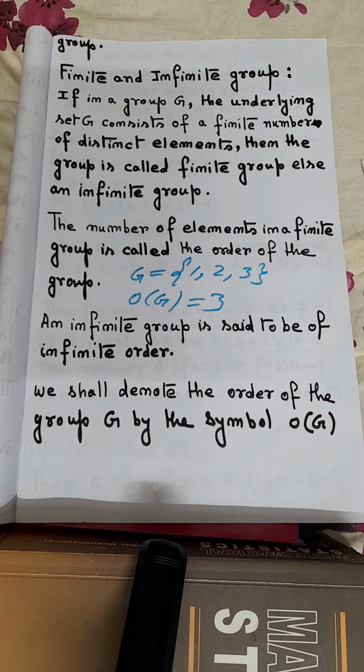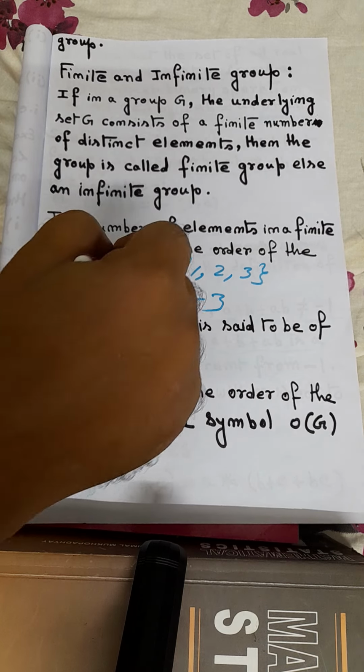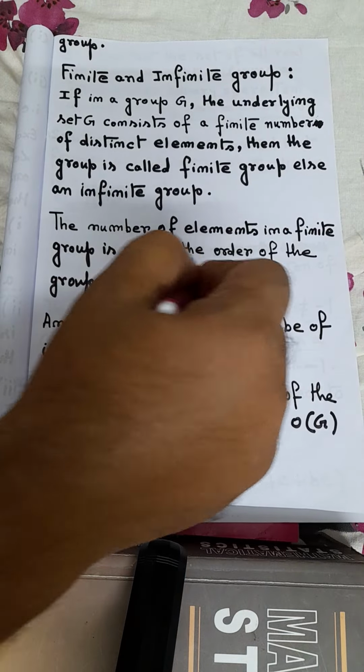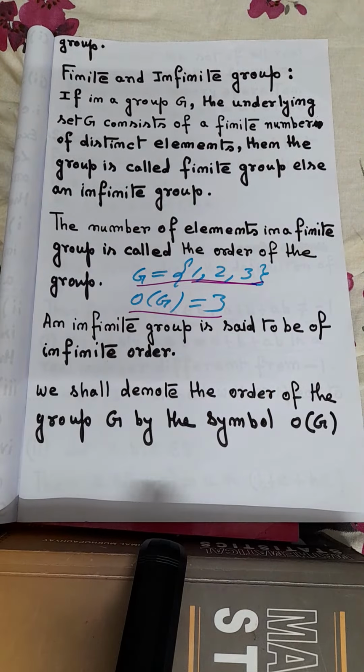Now, what is a finite group and what is an infinite group? If in a group G, the underlying set G consists of a finite number of distinct elements, then we say the group is finite. The order of a finite group is defined as the number of its elements. So if we have a set G = {1, 2, 3}, then the order of the group will be 3, because it has 3 elements.